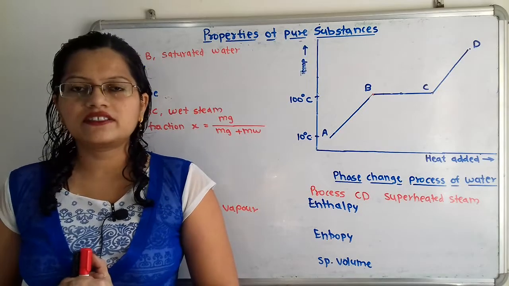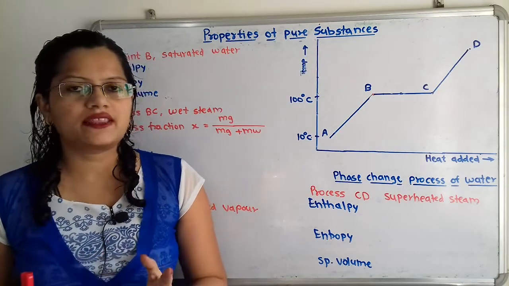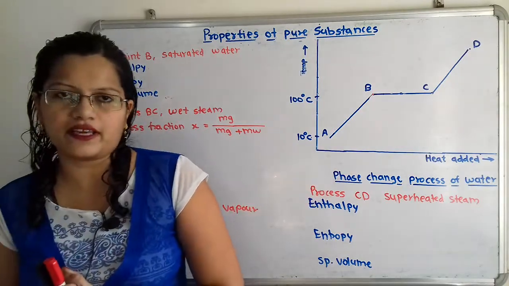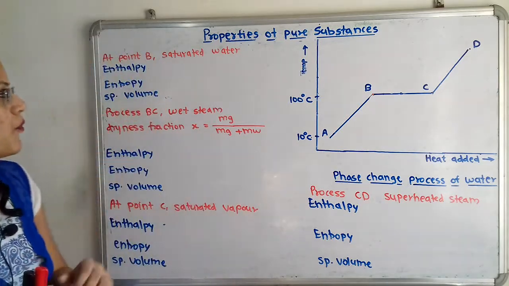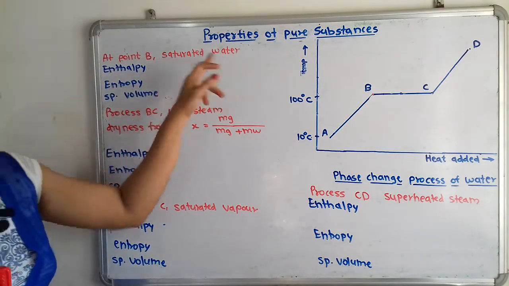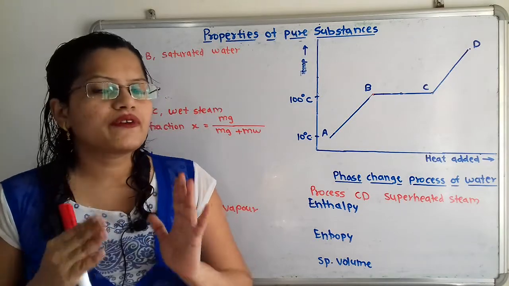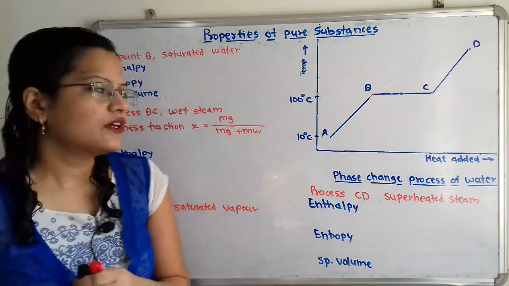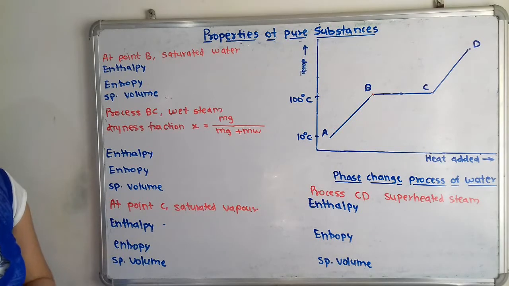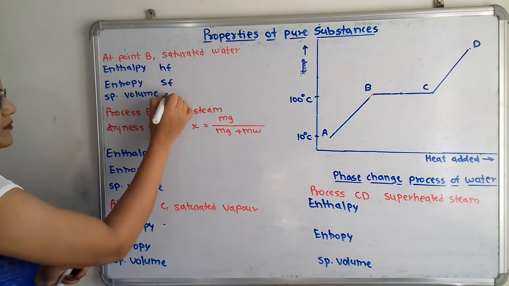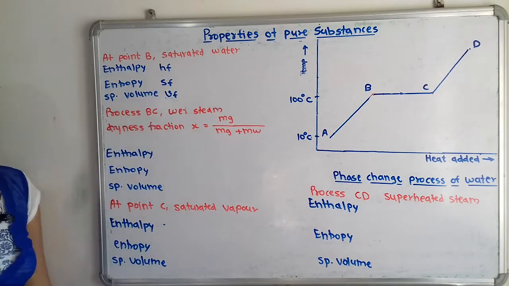Now we will understand the formulas for enthalpy, entropy as well as specific volume with the help of the diagram. Now we will consider the point B. So at point B there is the saturated water, that means the liquid phase. So we will use here the suffix F. So enthalpy at this point B is known as HF, entropy SF, and specific volume VF.